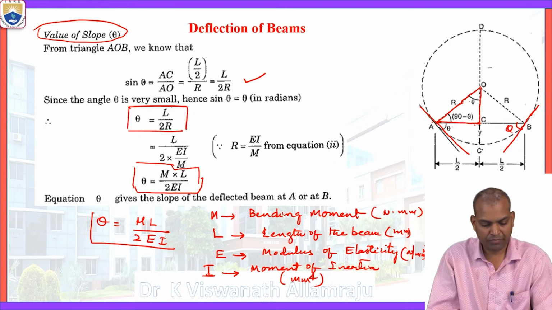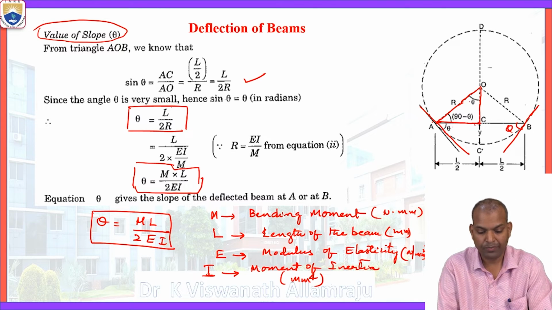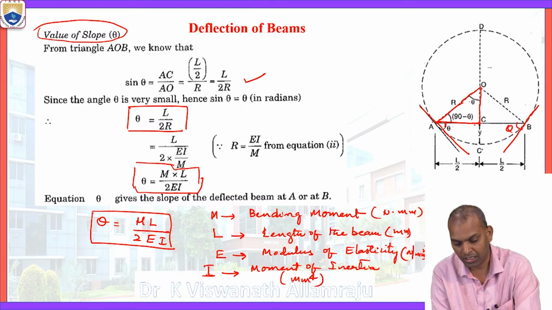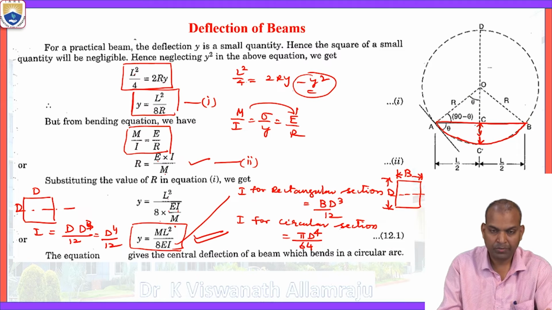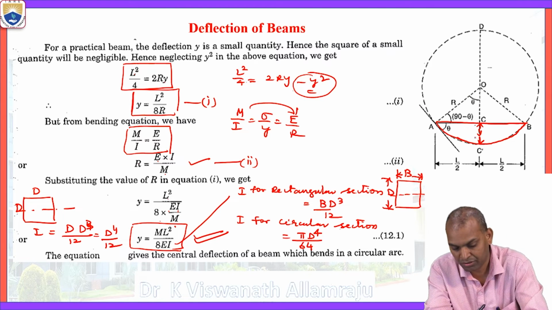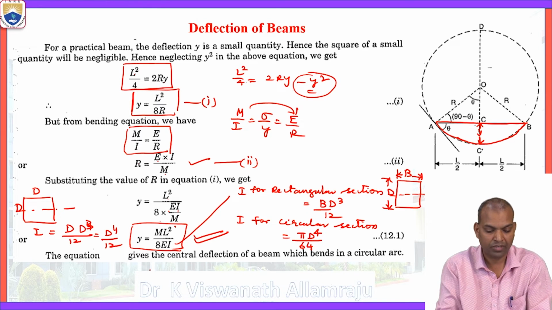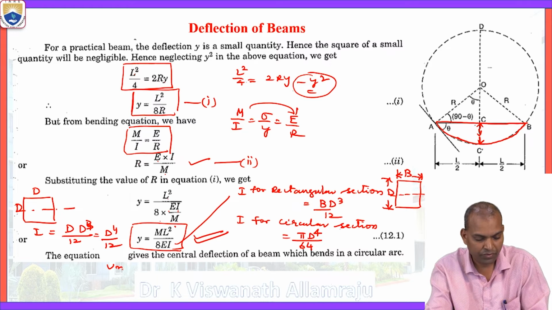So this is the slope equation. This is the slope at B of a deflected beam. Which beam? Here it is a simply supported beam, at edge A or B. That is the slope theta. Slope is denoted by theta, and deflection is denoted by y. Here deflection has taken place at the midpoint, maximum deflection, that is y equals M L square by 8 E I. The unit for deflection y is in millimeters.